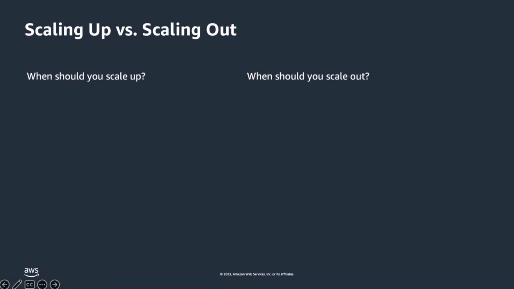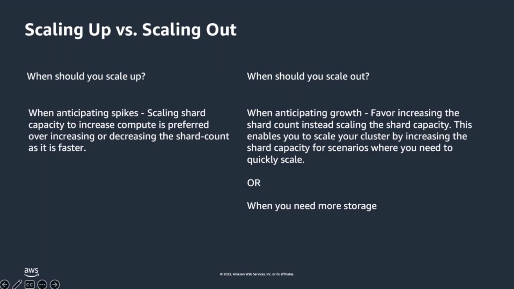Now, the question that we have here is, when should you scale up and when should you scale out? If you are anticipating spikes in the short term, such as an increase in traffic, like an e-commerce website that has an event that happens for a week. So let's say you're running e-commerce, you have a sale coming up, and you know that you're going to be running a lot hotter for your workload for that week, then scaling up makes a lot more sense. Scaling up and down is also faster compared to scaling out because there is no data movement between the shards, and we'll cover that in a bit.